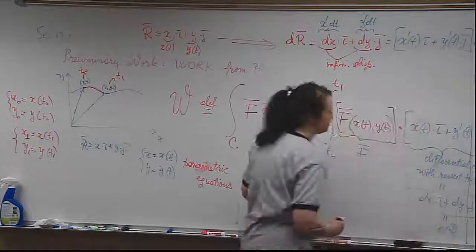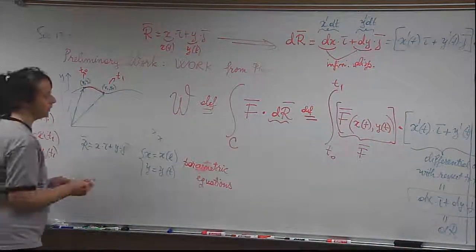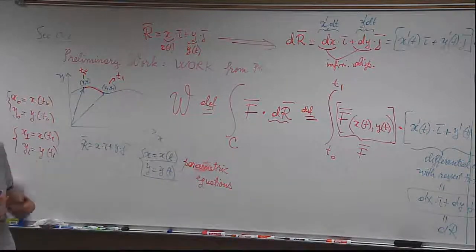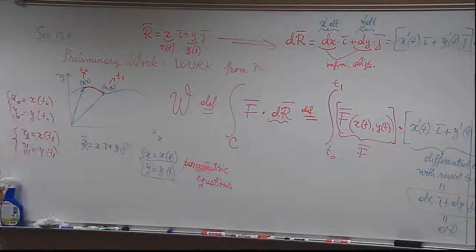Why is this happening? Because it's a chain rule, because x and y themselves are functions of one variable only, which is time. This is why it happens.